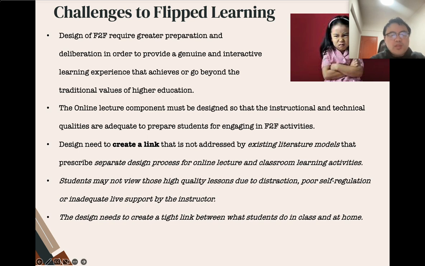There's also an issue where students may not view those high quality lessons because they are just basically distracted or they have poor self-regulation. So this design needs to create a tight link between what students do in class and what students do at home. Now the last challenge would be that there are not enough existing literature models because most of them provide design processes separately for online lectures and for classroom learning activities.